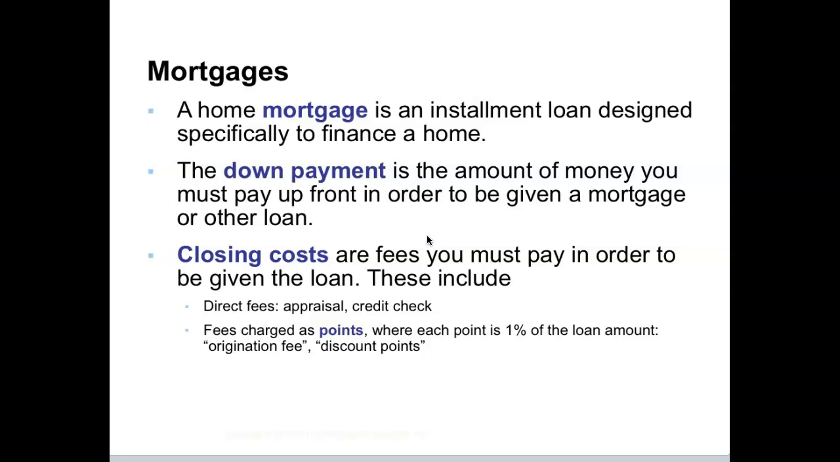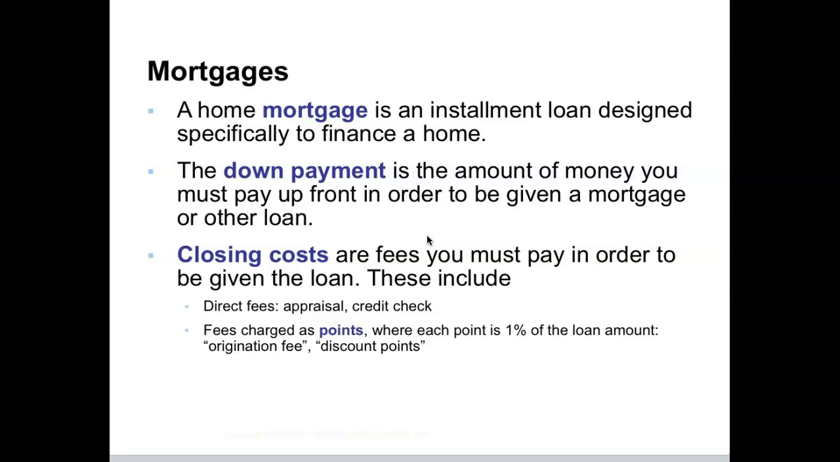All right, let's jump to mortgages. So a mortgage is just a home loan. It's an installment loan for buying a house. It just gets its own name because they're very popular. Usually to buy a home, you'll have to make some sort of a down payment, and that's usually a percentage of what the loan will be.